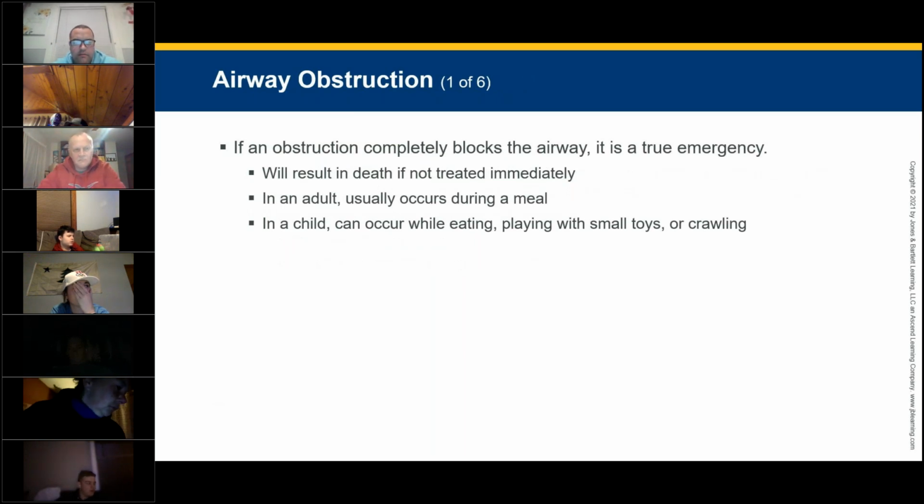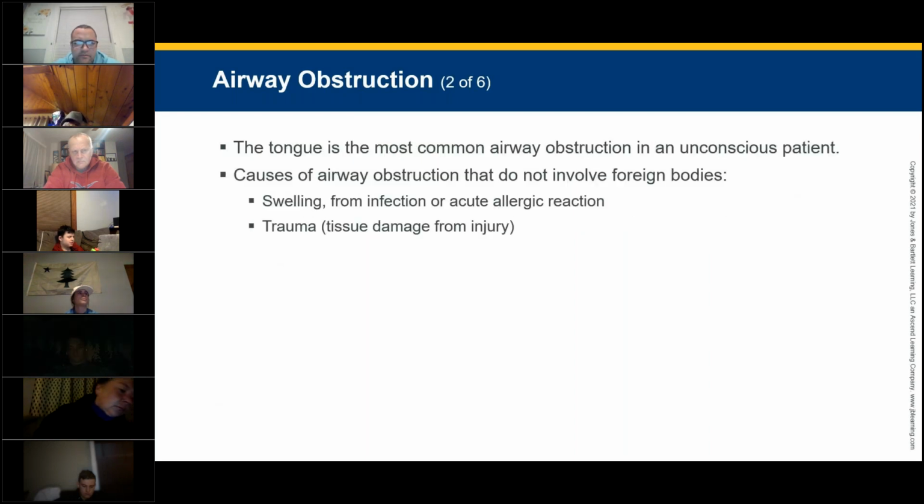If an obstruction completely blocks the airway, it is a true emergency, which is going to result in death if it's not treated immediately. In an adult, a sudden foreign body airway obstruction usually occurs during a meal. In a child, it could be while eating, playing with small toys, or crawling around the house. The tongue is the most common airway obstruction in the unconscious patient. Some causes that don't involve foreign bodies could be swelling from an infection or an allergic reaction, or trauma.